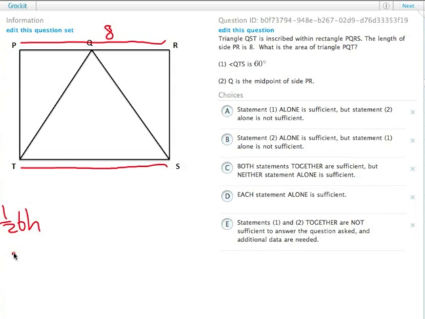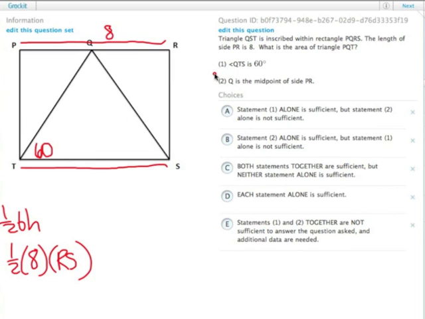The base is going to be 8. The height is just going to be whatever this other side is, RS or PT. So we'll just call that RS. 1/2 of 8 times RS will get us there. But we don't have that information yet. Statement 1 tells us that angle QTS is 60 degrees.